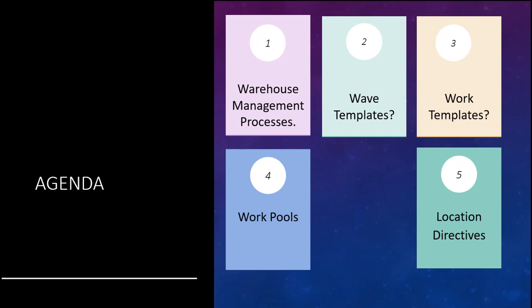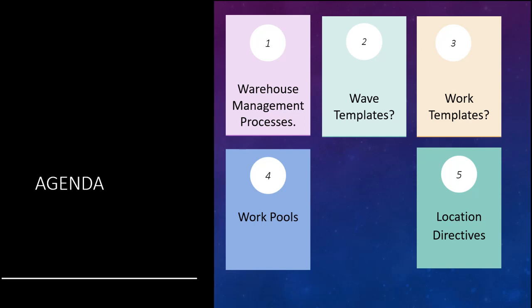As part of the warehouse management configuration, you must enable warehouse management processes according to your business requirements. The most important components for you to configure are waves, work templates, work pools, and location directives. Wave templates are found in the warehouse management setup waves.